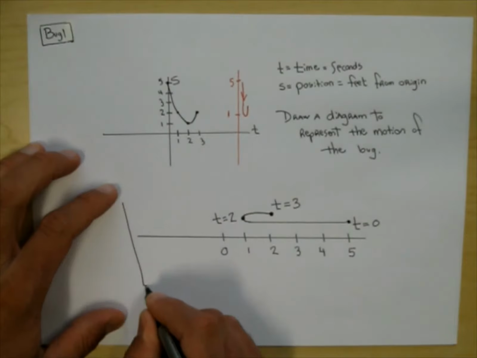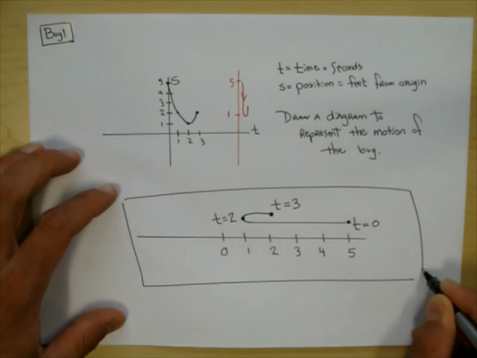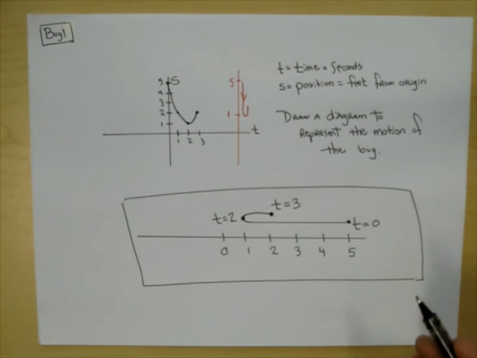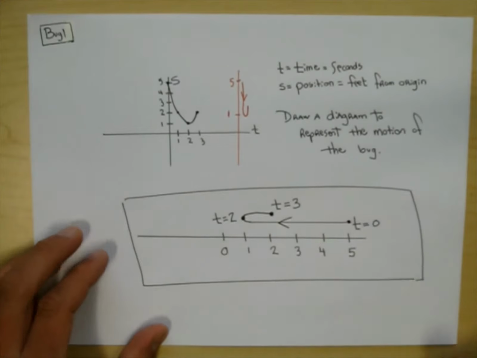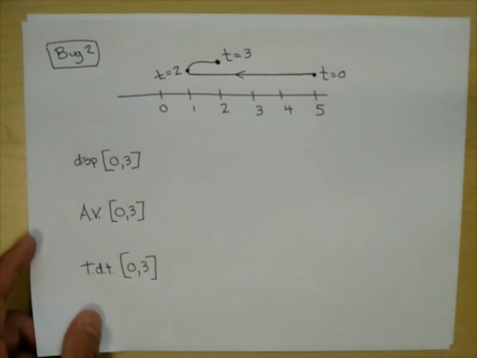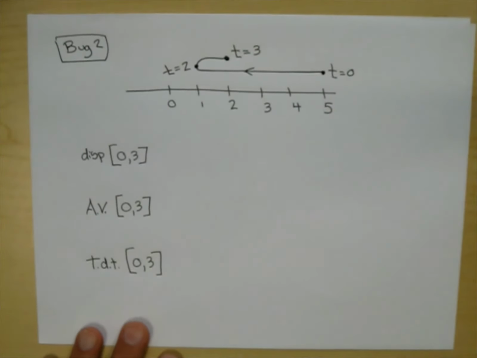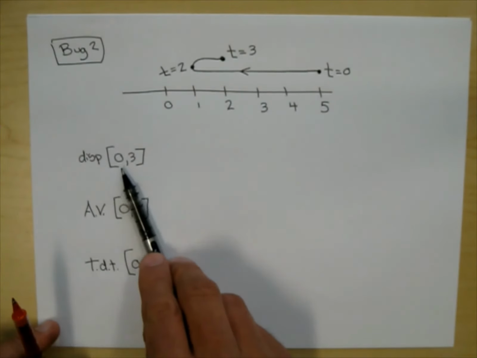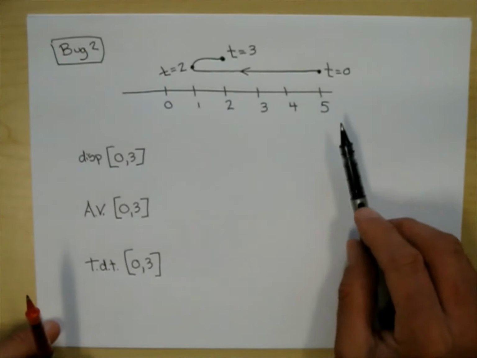This right here happens to be the answer. Draw a diagram to represent the motion of the bug. And we better put a little arrow on the diagram there. So that is bug number 1. Bug number 2, I'm going to take this diagram. I'll draw it again on the next piece of paper. And we're going to ask some questions about this diagram. So there it is. There's the diagram. And they want to know the displacement. And these are time intervals from 0 to 3. So at 0 seconds, the bug is right there.